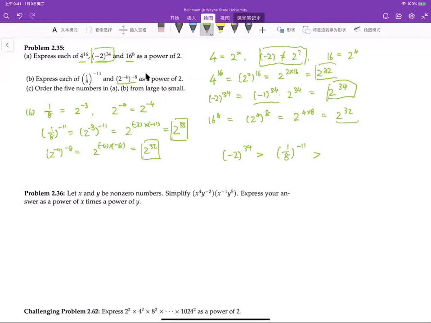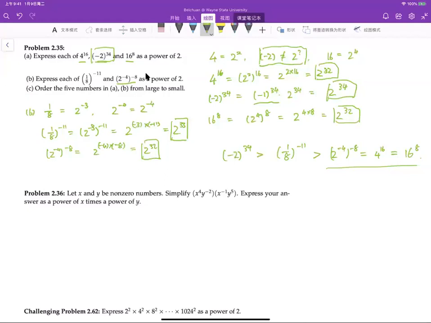Actually all of the others are 2 to the power 32, right? So they are equal and they are the smallest. You can write it as 2 to the negative 4 to the negative 8 equals 4 to the 16th equals 16 to the 8th. So all three numbers are equal, so their order does not matter. You can either write 4 to the 16th first, or 16 to the 8th first.